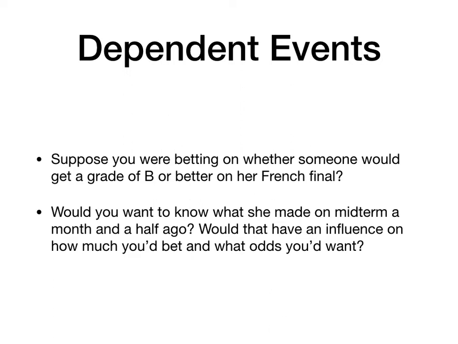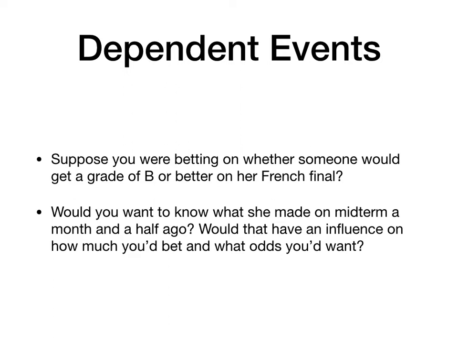You're going to have odds with whoever you bet with, you're going to choose an amount you bet, and the person asks you, well, okay, before you make a bet, do you want to know what she made on her midterm a month and a half ago? Before you decide what kind of odds you want, before you decide how much you want to bet, would you want to know what this person made on her midterm? Would that be relevant for what kind of odds you would give her making a B or better on her final?